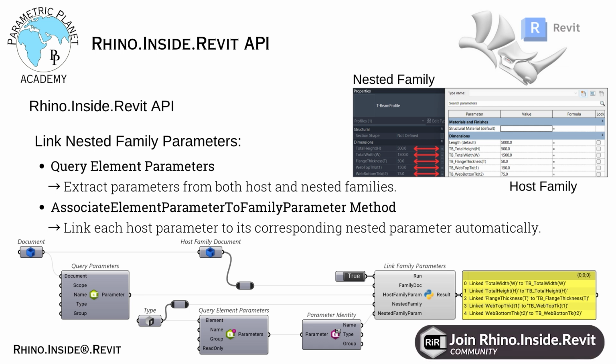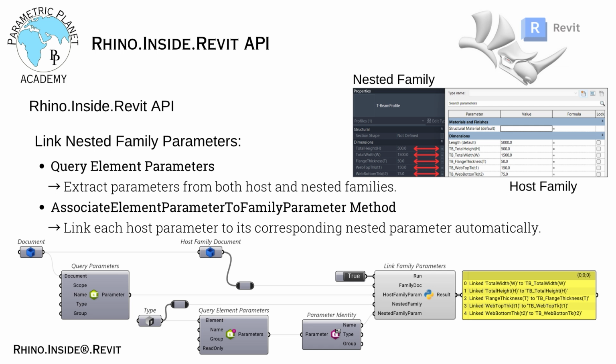Often in Revit, we work with families that are built using nested components. These nested families might contain their own parameters which control the geometry or behavior of the form. However, unless we link those parameters to the host family, we cannot control them from the top level. And doing that manually can be time consuming, especially when dealing with complex nested families.